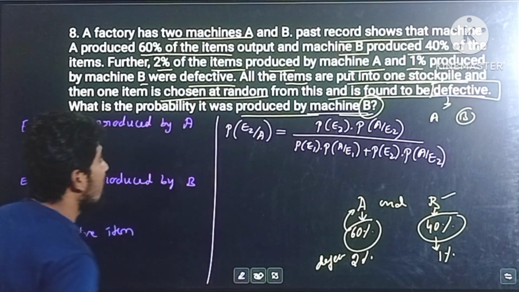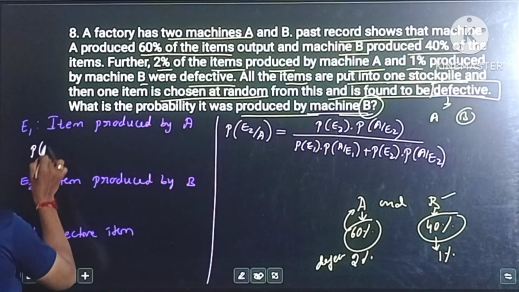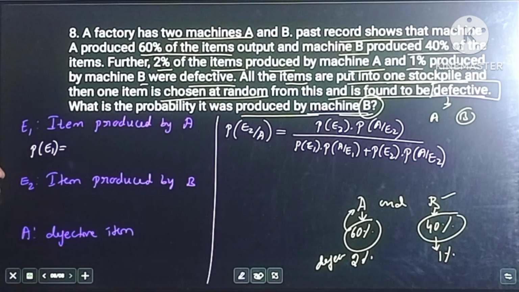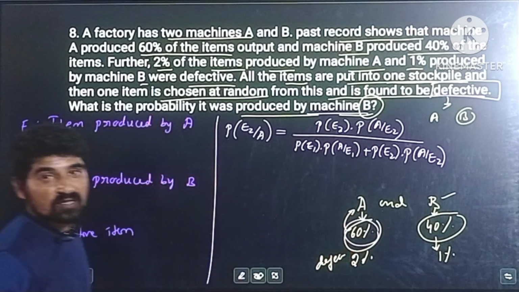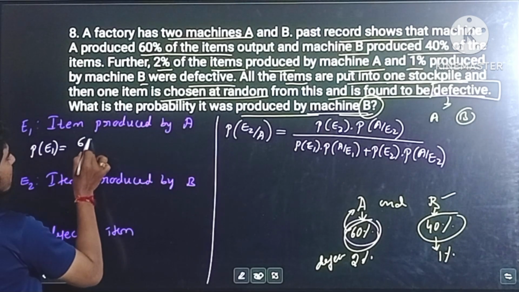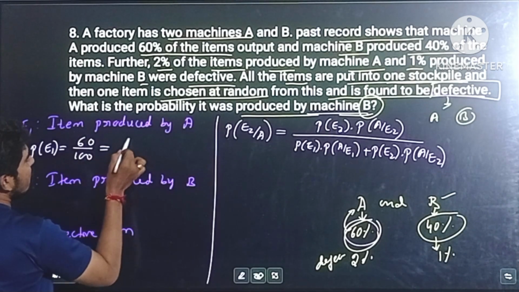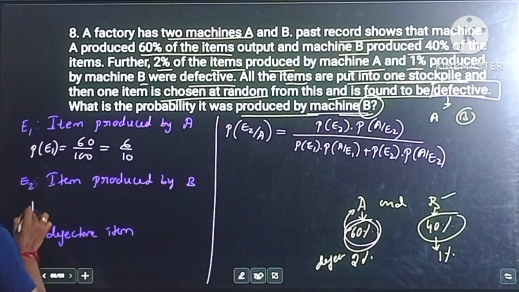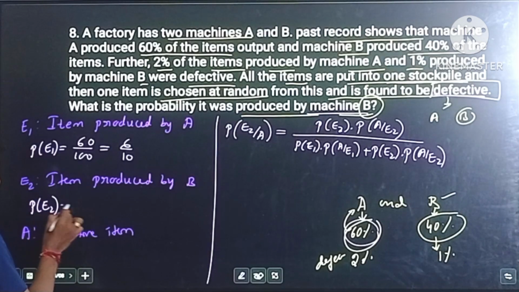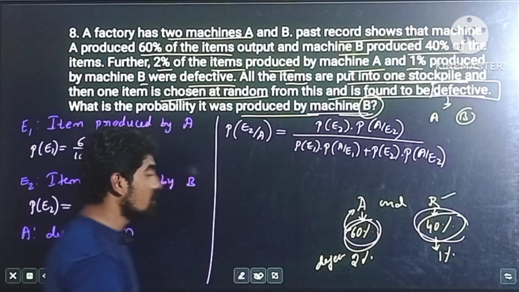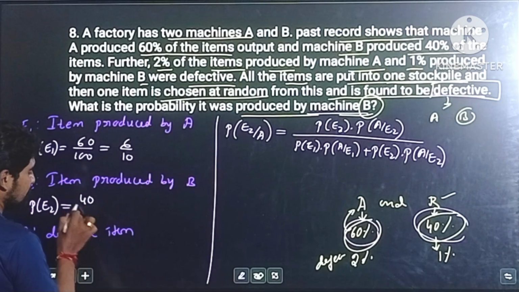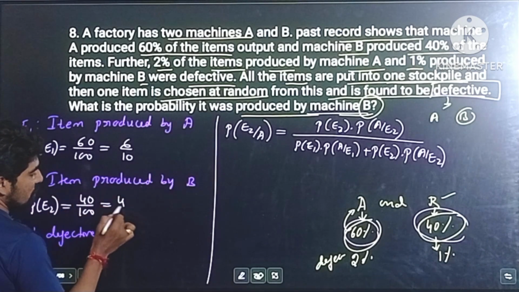Now, the required probability of E1. Probability of E1 means the probability of the item being produced by machine A. Totally 60% of items are produced by machine A. Therefore, 60 divided by 100, which is equal to 6 by 10. Similarly, probability of E2 is the item produced by machine B, 40%. So, 40 divided by 100, which is equal to 4 by 10.